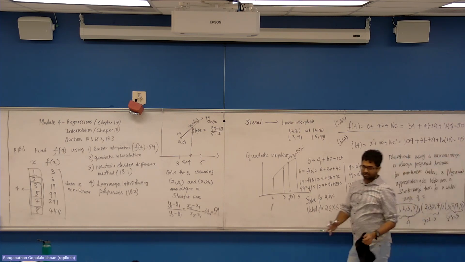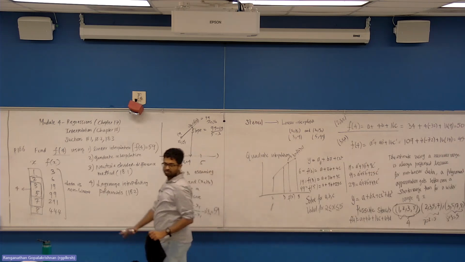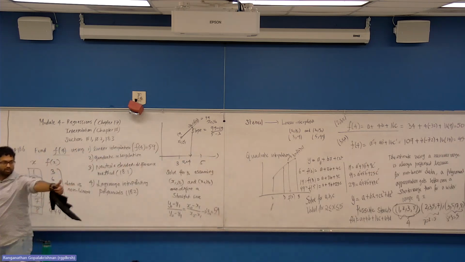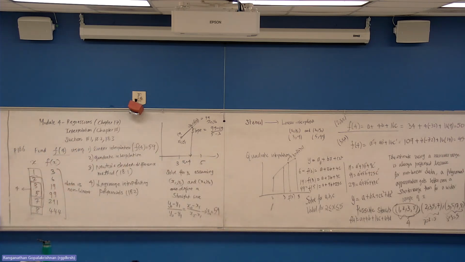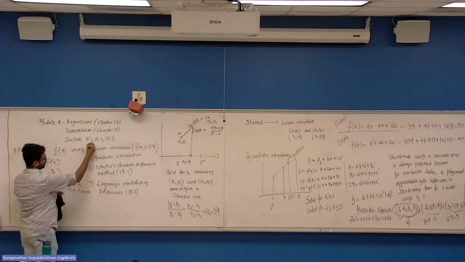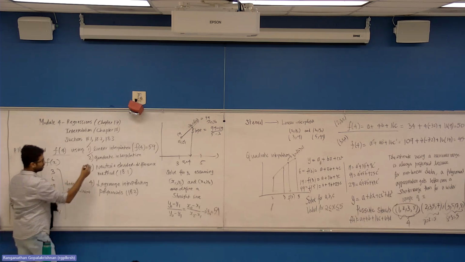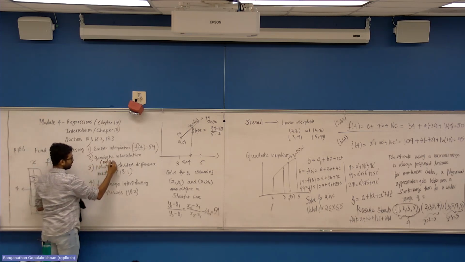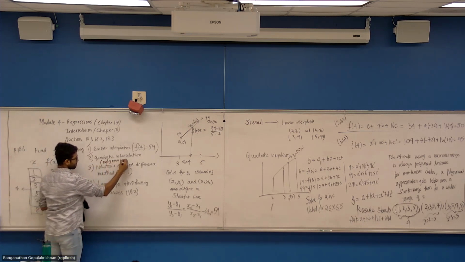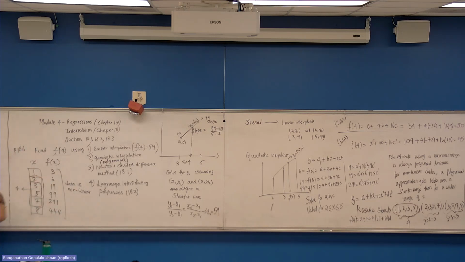Is it making sense? You're good? Good. So now we've covered two methods. Last time we did linear interpolation. So far we have done quadratic, or in general polynomial interpolation. Let's learn a method called Newton's divided difference method, which is described in section 18.1.